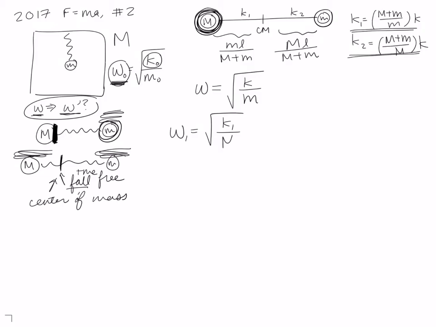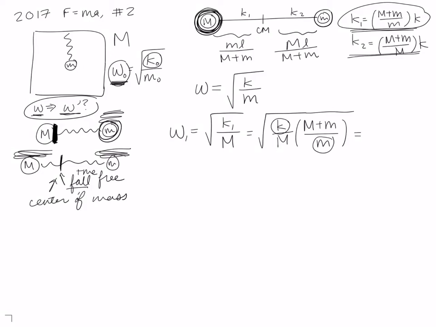And for k1 in this case, we have its large M, that is the one that is oscillating. So when we plug in what we know for k1 here, we find that it's simply equal to the square root of k over large M times large M plus small m over small m, which we can simplify since we know that the square root of k over m is just omega. This is just equal to omega times the square root of large M plus small m over large M.